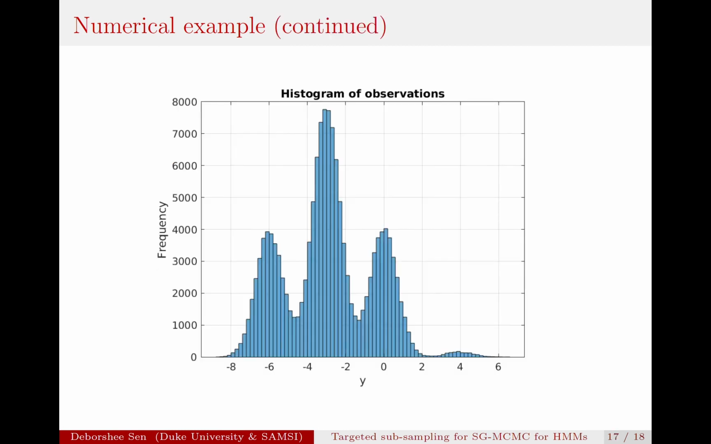Here's what the observations look like. Remember, there is a cluster at -6, a larger one at -3, something at 0, and then you have a very small thing at 4. So this is the rare state. Basically, you have a rare state here. It looks like that.